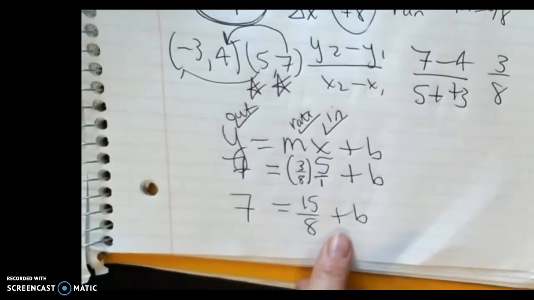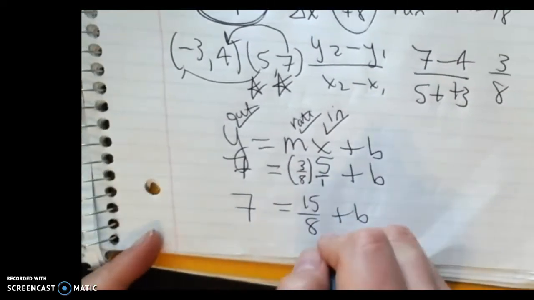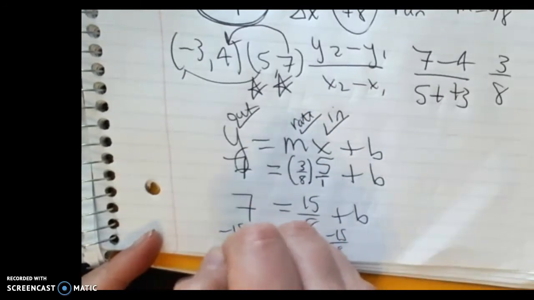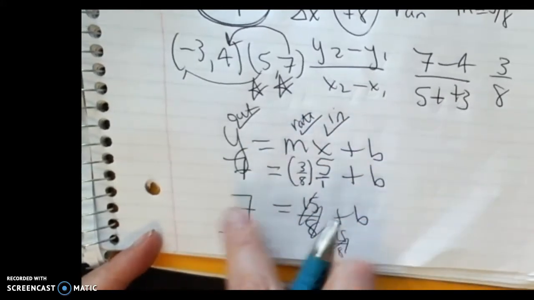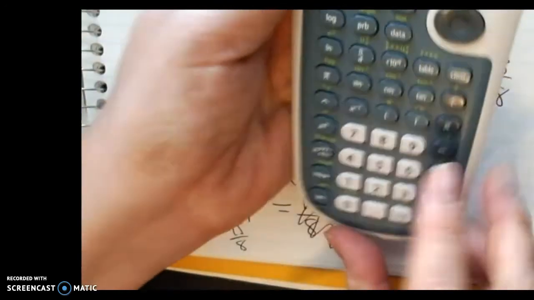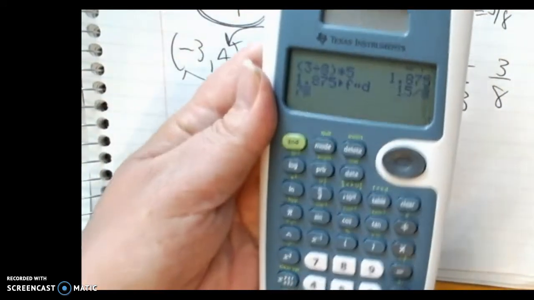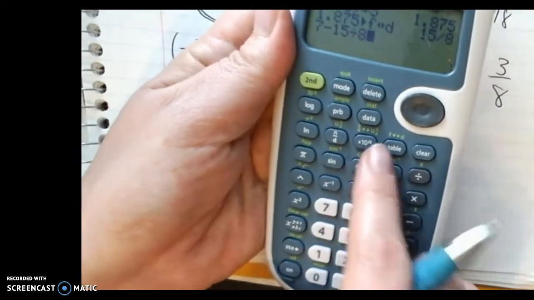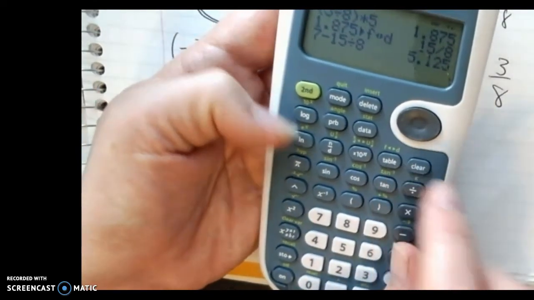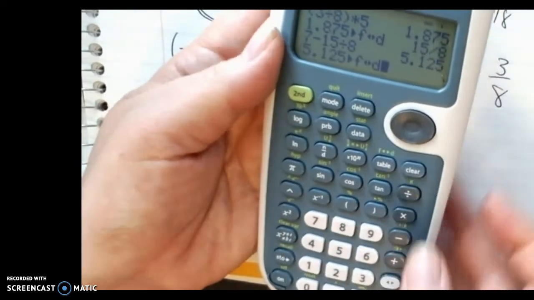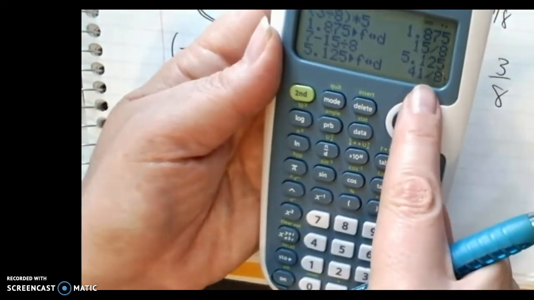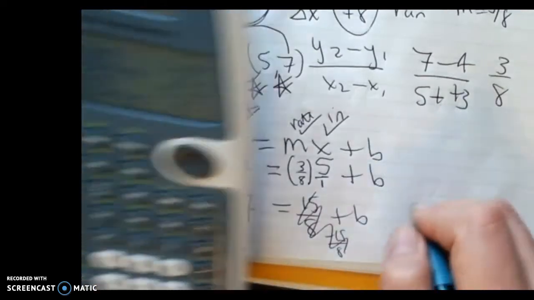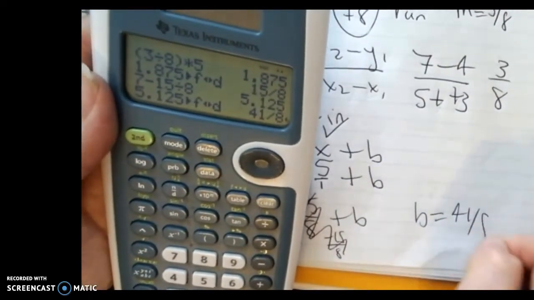Okay, and then again, to undo adding, you always have to do subtracting, no division. So then I'm going to take 7 minus 15/8. So I'm going to type in my 7, minus 15/8. And again, you can use your fraction key if you want. I just do it this way. And then I'm going to convert, so shift it into a fraction. And I get 41/8. So b is 41/8.